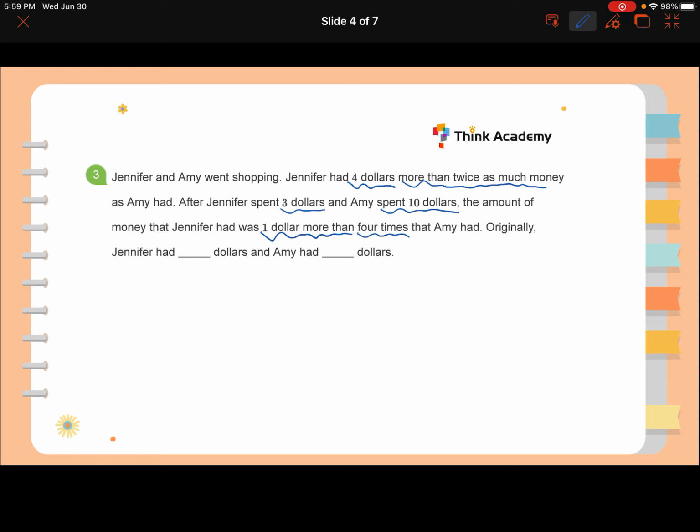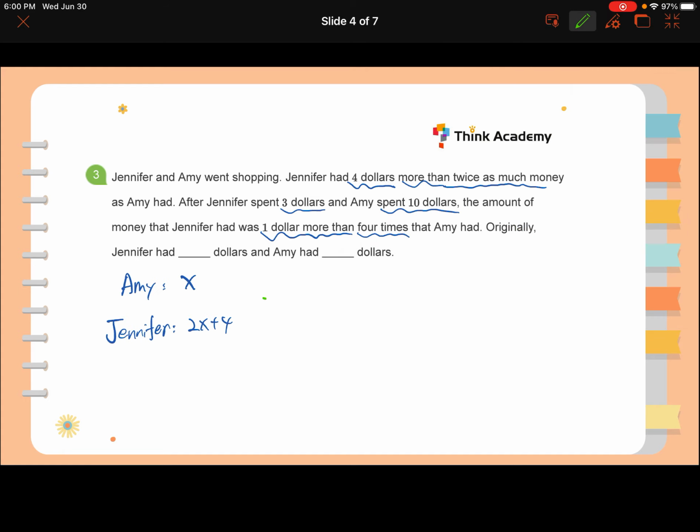So in this complicated word problem, the best strategy is to assume one of their monies is X dollars, and then we can use this relationship to construct our equation. So at first, let's assume Amy has X dollars, and what's Jennifer's dollar? If Amy has X dollars, Jennifer had $4 more than twice as much money as Amy had. So Jennifer actually has 2x plus 4, because Jennifer had $4 more than twice as much money as Amy had. So Jennifer had 2x plus 4.